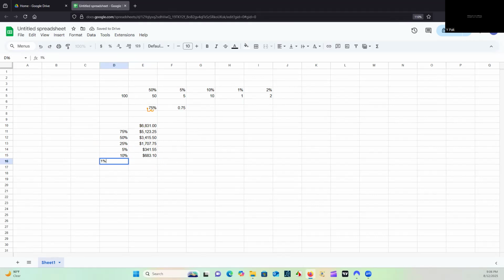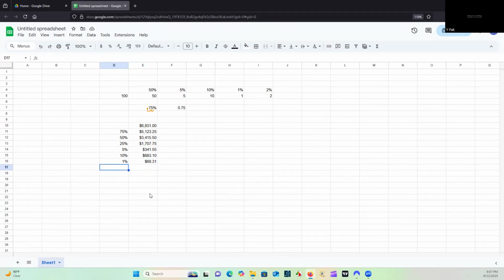Well, what's 1% of $6,831? Well, that's just going to equal 0.01, because remember, you move it two places to the left. 1, 2. You put a 0 there because you have to put something there. And then you multiply that by the number. So what's 1% of 6,831? Or you can just type in 6,831. What's 1% of 6,831? Well, $68. I'm going to change that to a dollar format. So that's how that works.